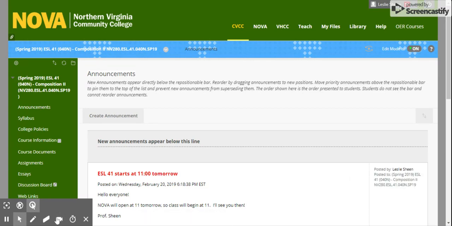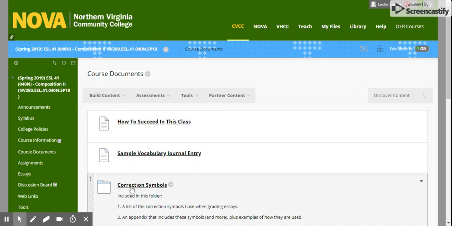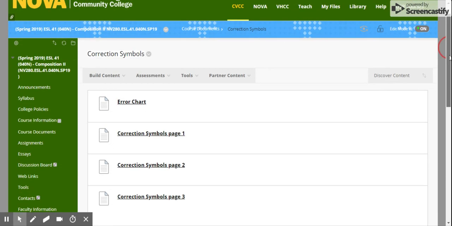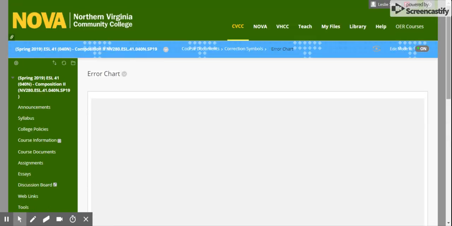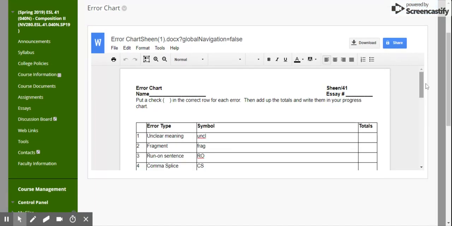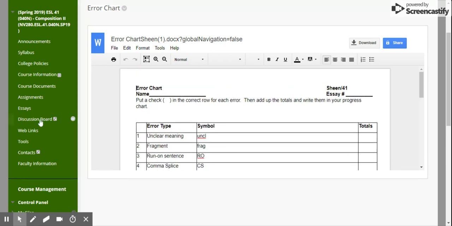All right, so the first thing I want to tell you is that if you want to find information about the symbols that I wrote on your essay, you want to go here to Course Documents and look for this file here called Correction Symbols. Okay, and you want to open the Correction Symbols folder. Inside the first document, you see this error chart. This is the same one that I gave to you today, except yours has a few extra handwritten things on it that I don't have in the computer.